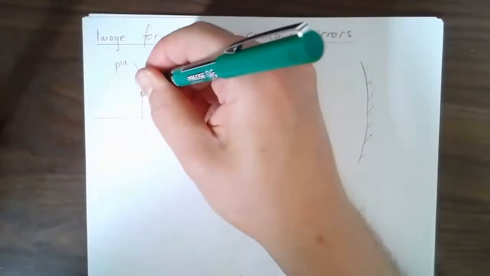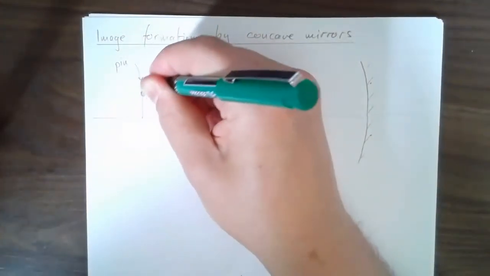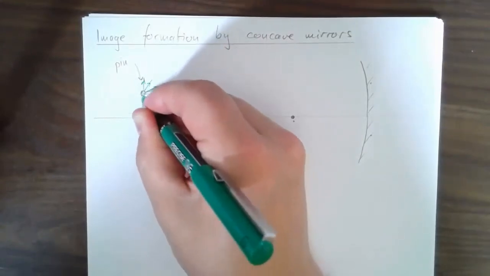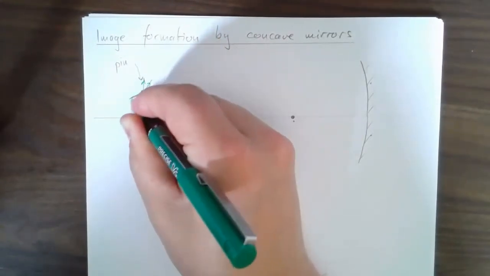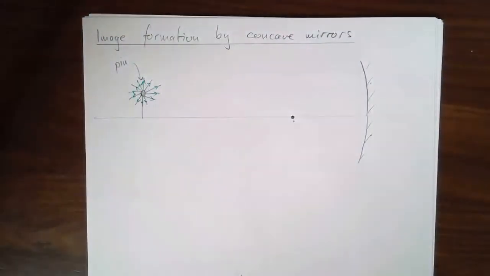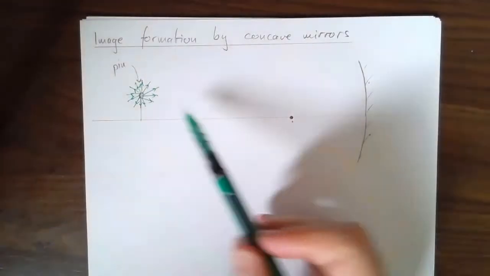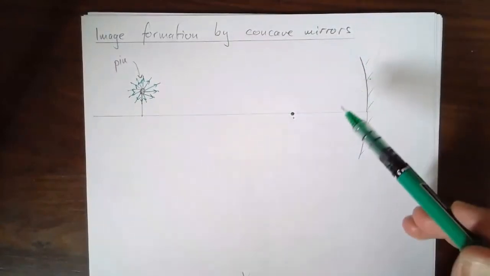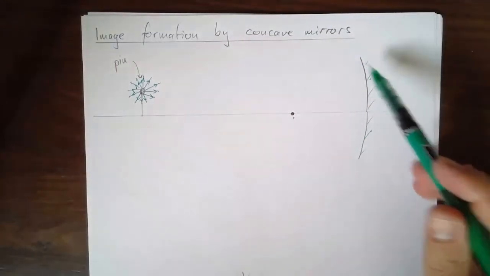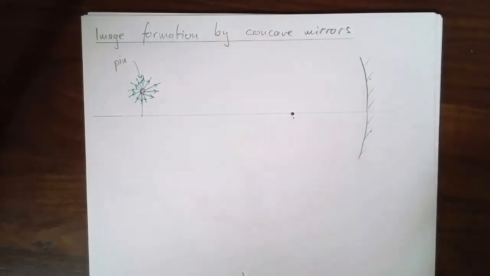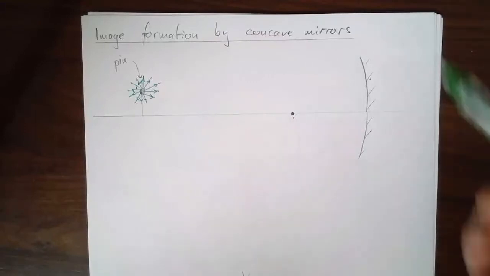This pin here is sending light rays in all sorts of directions. You can see it from any direction. But we're only going to be interested in rays that actually hit the mirror. Most of them would be hard to construct because they hit the mirror at funny angles. Maybe we could do it with enough geometric considerations. We're going to use the two basic rules given what we know about focal rays and parallel rays.